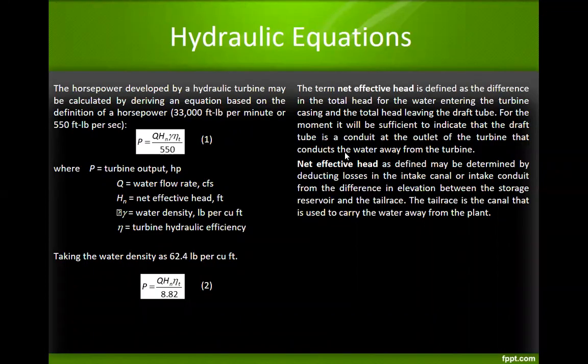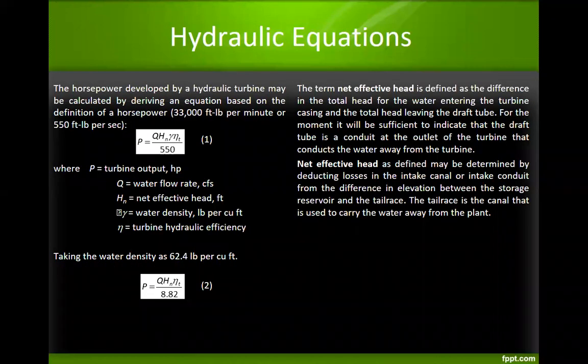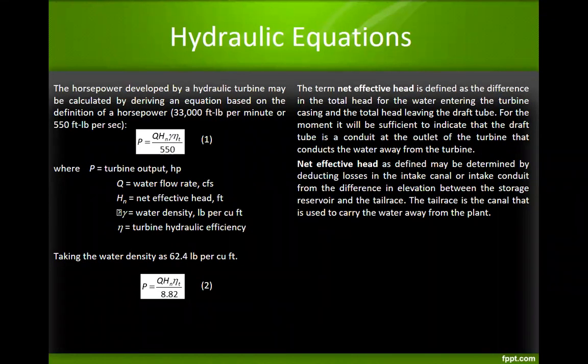So, okay, yung mga classification. Now, for the equations, hydraulic equations, again, fluid machinery nyo. The horsepower required by a hydraulic turbine may be calculated by deriving an equation based on the definition of horsepower, which is 33,000 foot-pounds per minute or 550 foot-pounds per second.